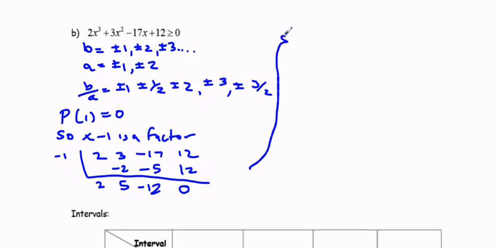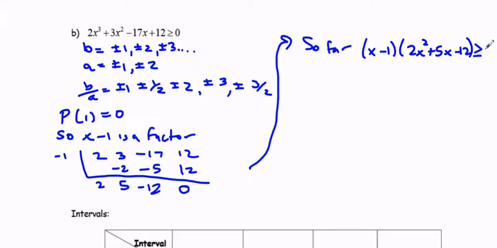So now, what do I know? So far, I have that (x minus 1)(2x squared plus 5x minus 12) is greater than or equal to 0. So I've just put this polynomial in a different form, that's all. And now I have to factor that, so I need to find two numbers that multiply to negative 24 and add to positive 5, and I think those are 8 and negative 3.